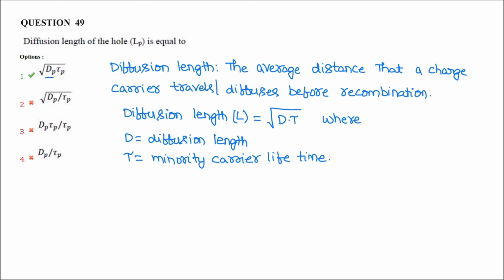Next, question number 49. It is related to diffusion length. So diffusion length is given as the average distance that a carrier travels or diffuses before recombination. Diffusion length is equal to square root of D into tau, where D is the diffusion coefficient and tau is the minority carrier lifetime. So diffusion length for holes can be written as Lp is equal to under root of Dp into tau p. Correct option is 1.